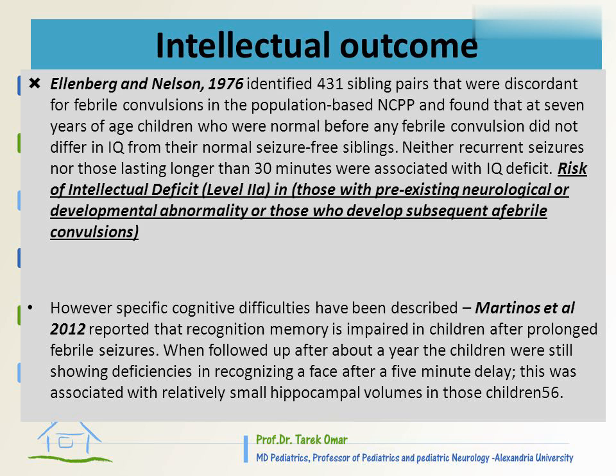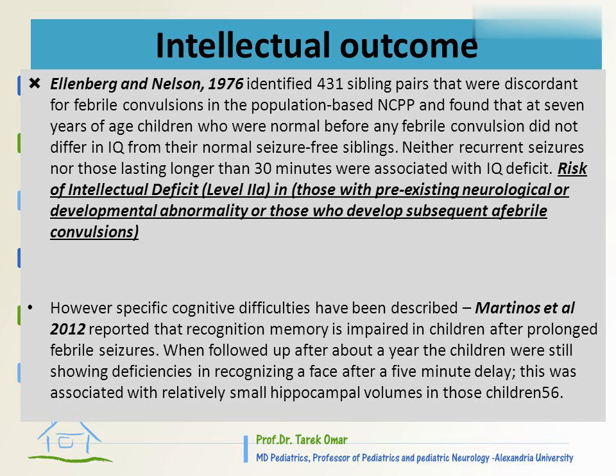Intellectual outcome. Ellenberg and Nelson, 1976, identified 431 sibling pairs that were discordant for febrile convulsions in the population-based NCPP and found that at 7 years of age children who were normal before any febrile convulsion did not differ in IQ from their normal seizure-free siblings. Neither recurrent seizures nor those lasting longer than 30 minutes were associated with IQ deficit.